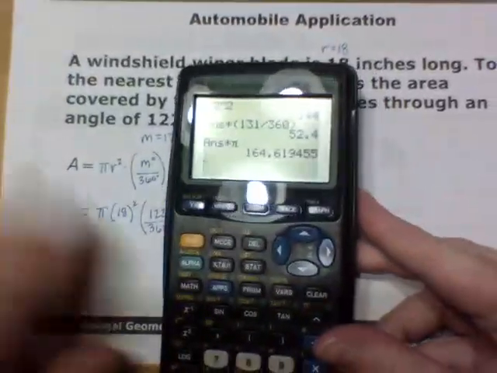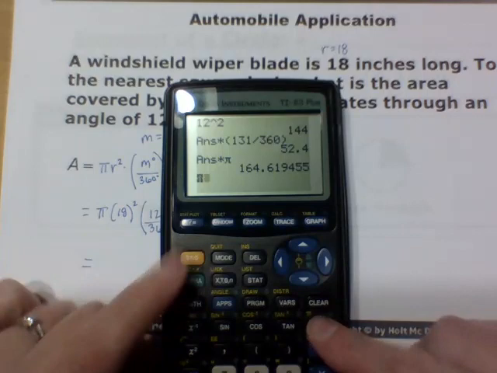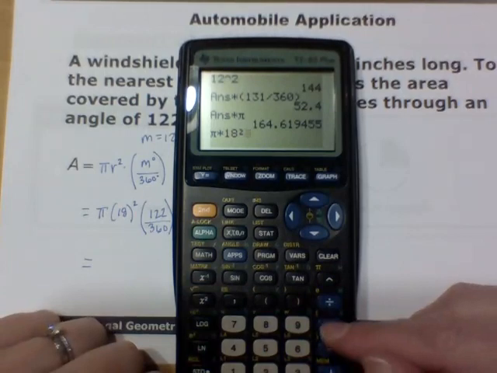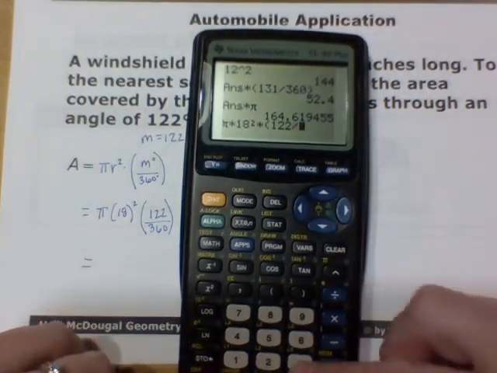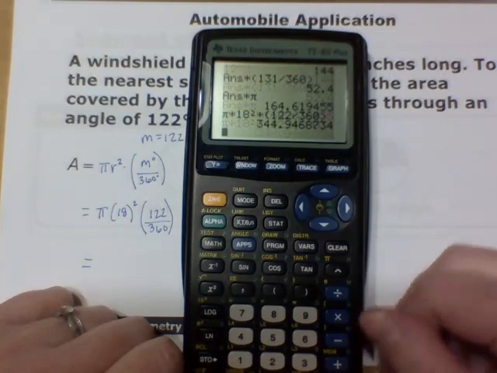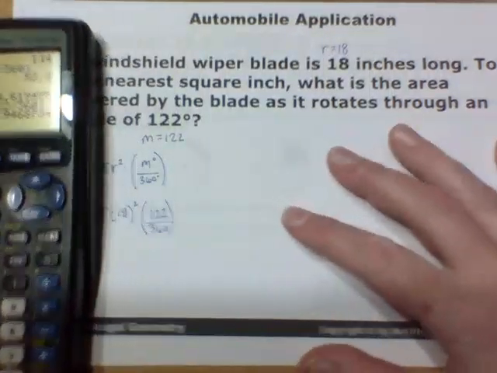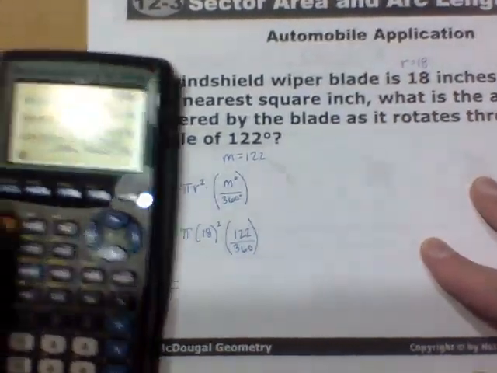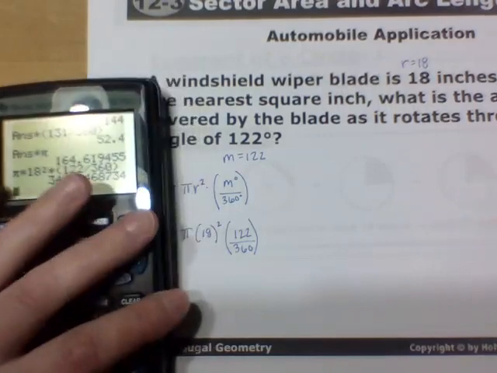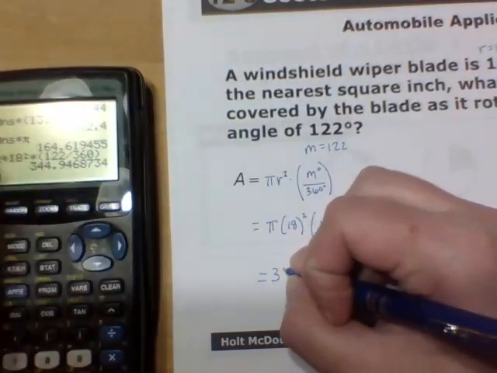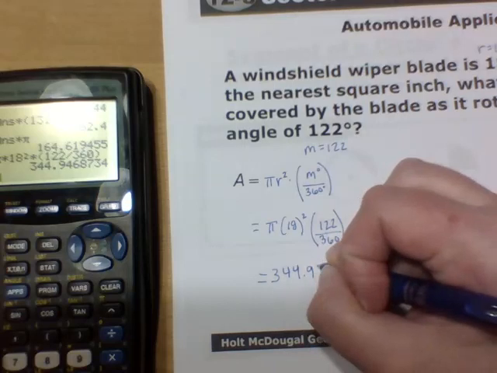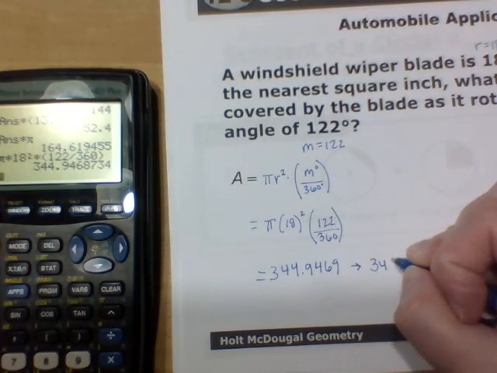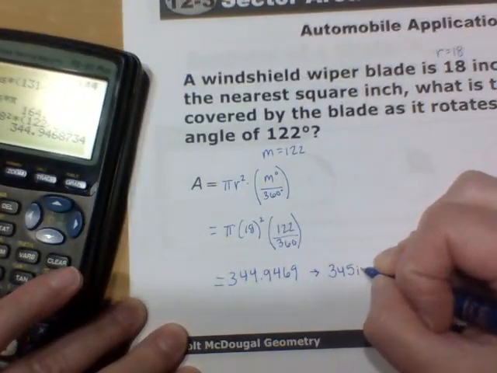So in your calculator, pi again is up here by the caret. So pi and then 18 squared and then 122 over 360. And you're going to get 344.9. Oh, they said to the nearest square inch. Well, thank you. So 345. We'll write it down for reference sake. The fact that that is rounded to 345 inches squared.